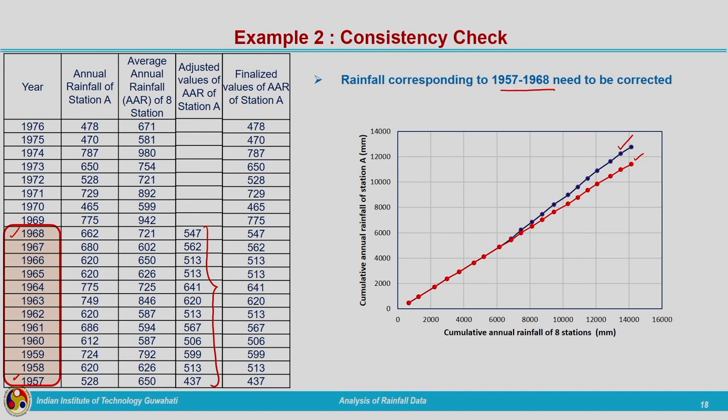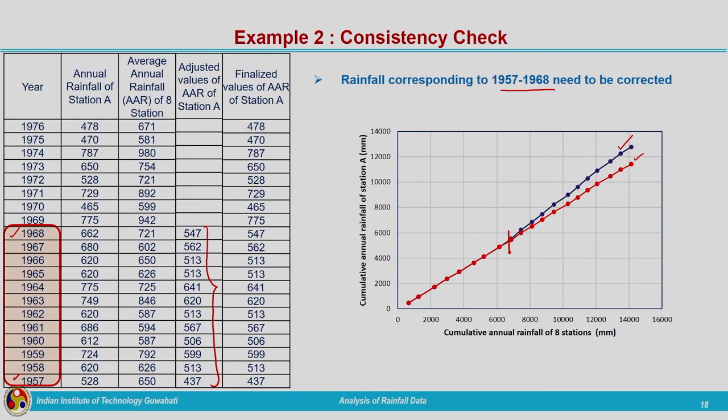That is, we had the data up to this point from 1976 to 69. We were assuming that it does not have any inconsistency. And for 57 to 68, we found there is some inconsistency. We are not going after what is the reason behind it. We need to correct it before using it for any of the hydrological applications. That can be done by using the double mass curve. So, this much about the consistency check.